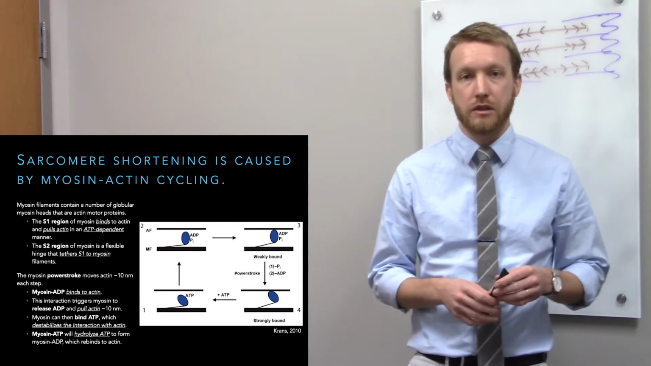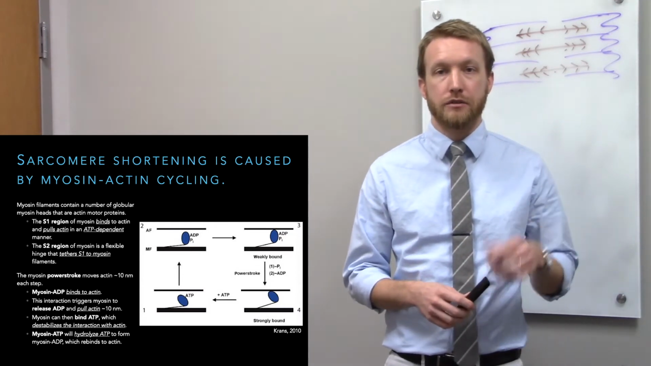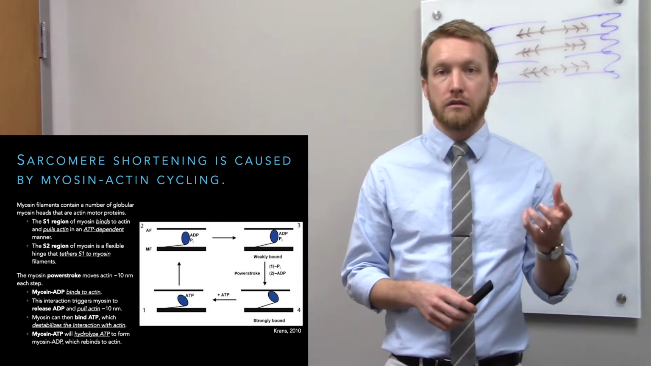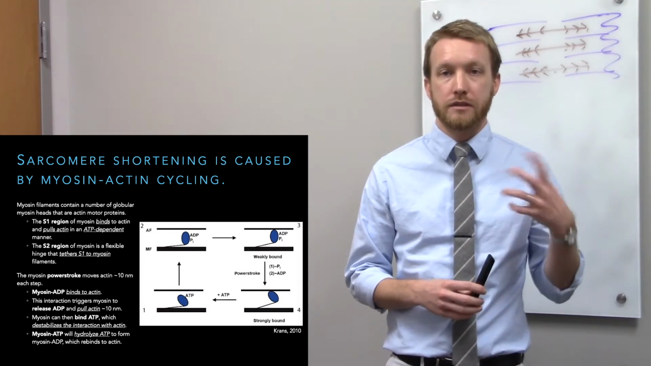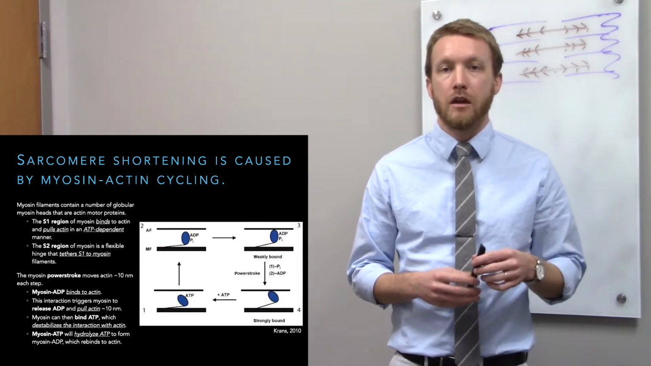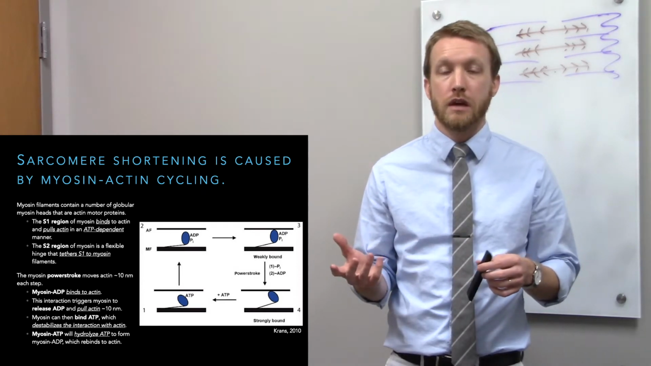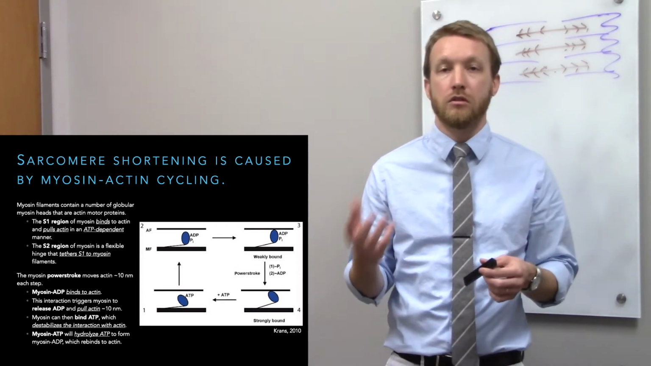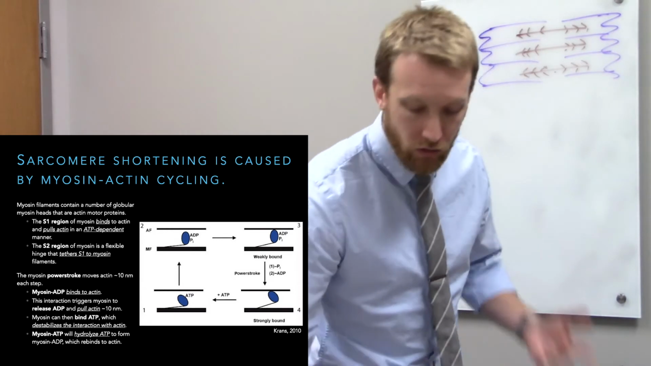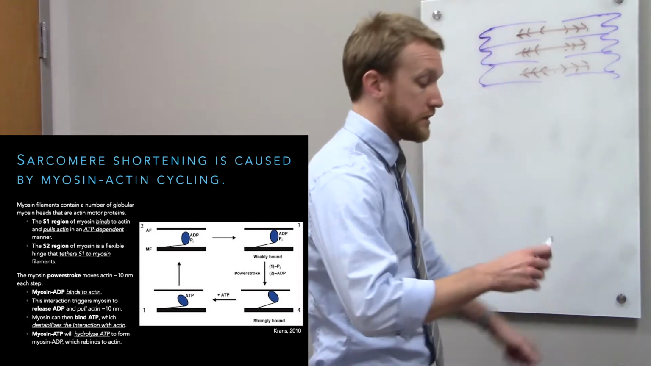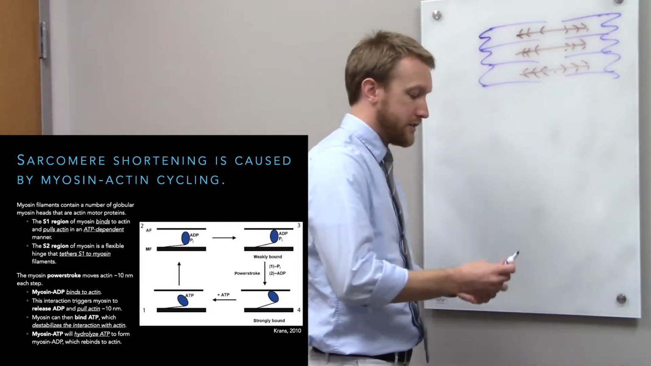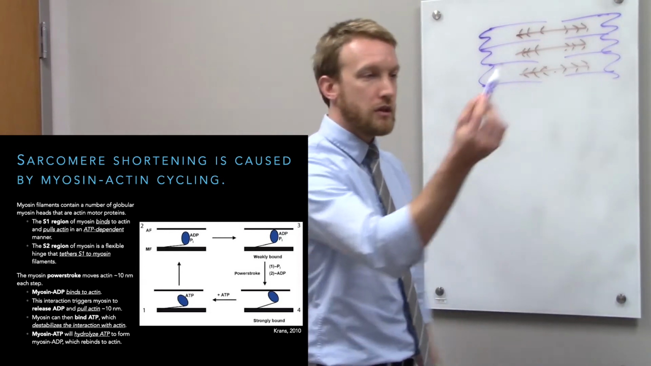So myosin can really only hold on to two things. Either it's going to hold on to that adenine nucleotide, whether it's ATP or ADP, or it's going to hold on to actin. So myosin can only hold a certain number of things. One. So imagine it's your hand. It can only really hold one thing.